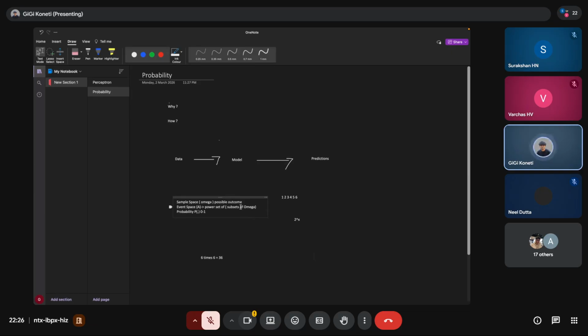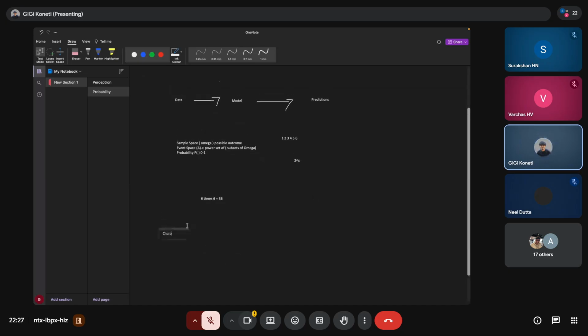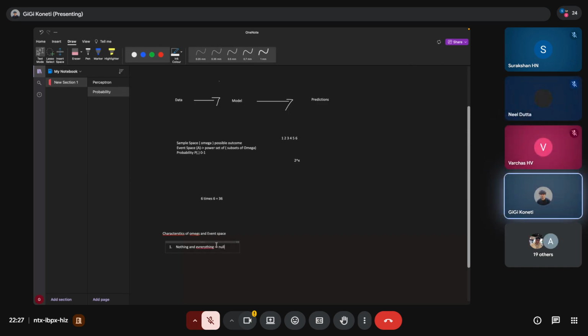And yeah, the next topic which we want to understand is what are the characteristics of the sample space, that is omega, and event space also. What are the characteristics? So एक एक हो जाएगा क्या, like every possible outcome मतलब and we need to take care of nothing and everything. इसका मतलब क्या हुआ? We should be having null, that is phi, and we should be having universal set, right? That is omega itself.